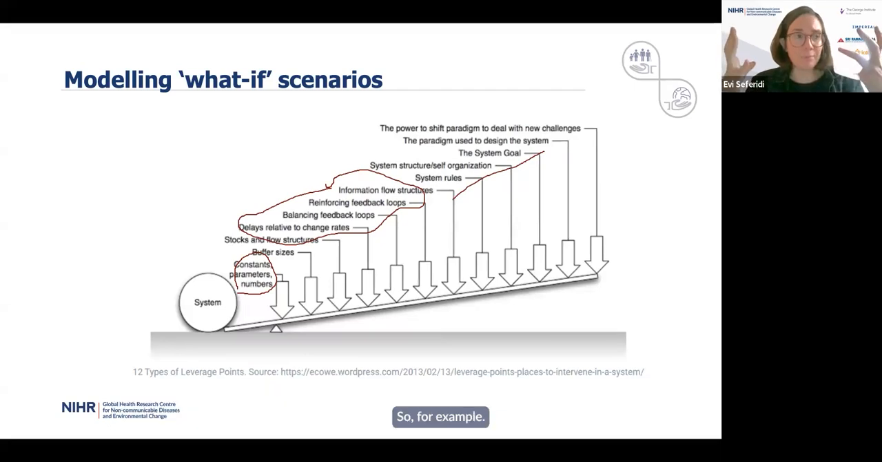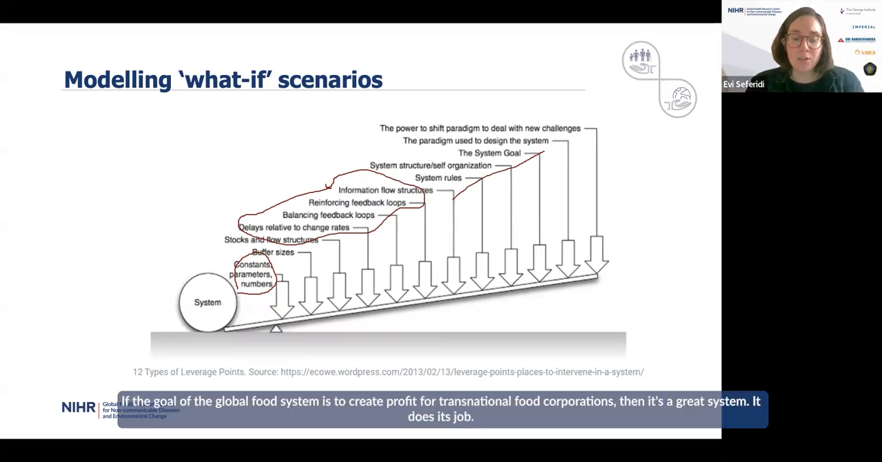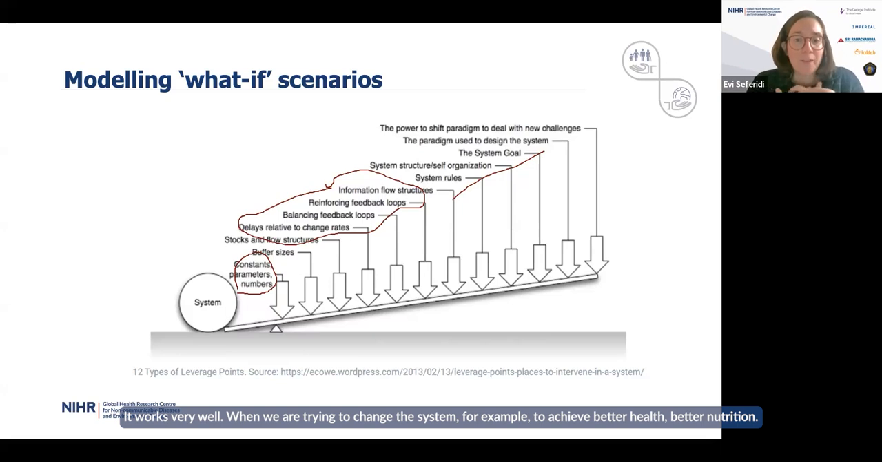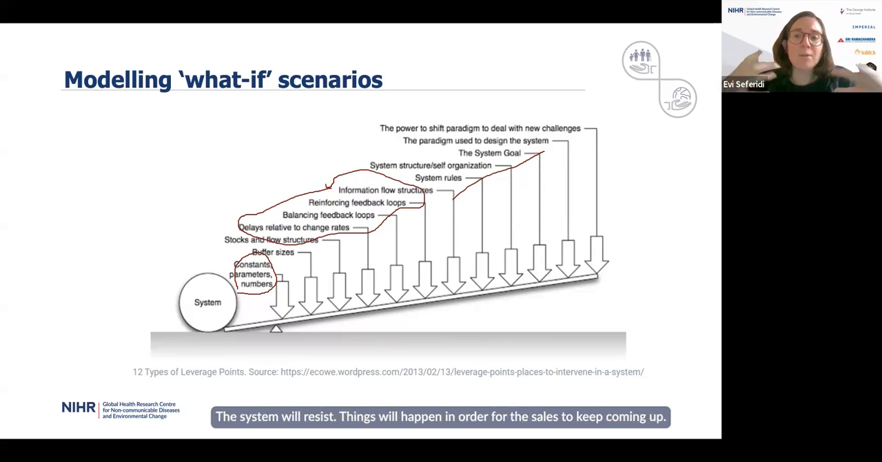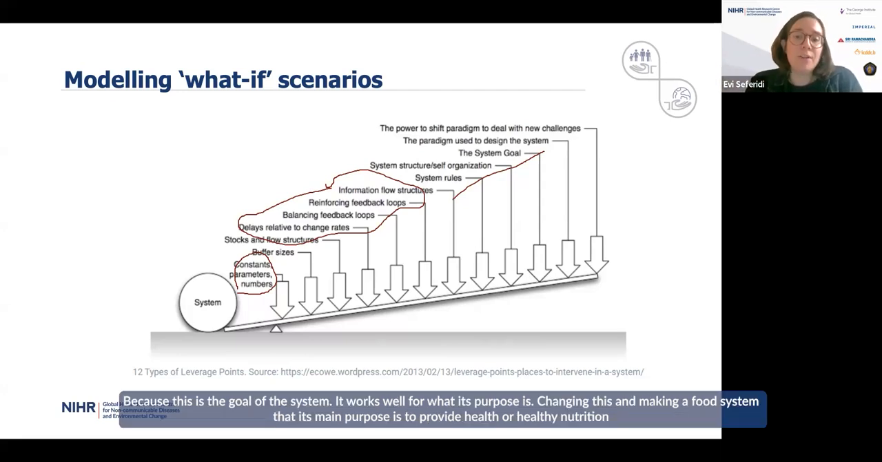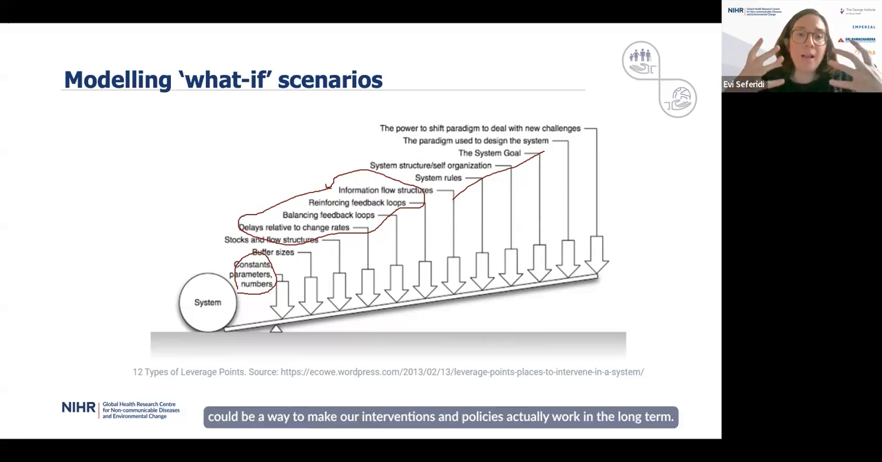So, for example, if the goal of the global food system is to create profit for transnational food corporations, then it's a great system. It does its job. It works very well. When we are trying to change the system, for example, to achieve better health, better nutrition, the system will resist. Things will happen in order for the sales to keep coming up. Because this is the goal of the system. It works well for what its purpose is. Changing this and making a food system whose main purpose is to provide health or healthy nutrition could be a way to make our interventions and policies actually work in the long term.